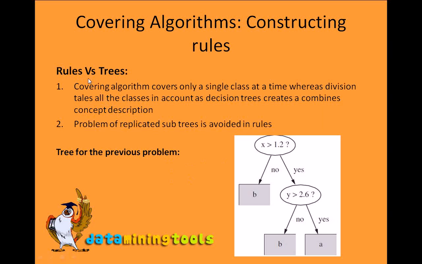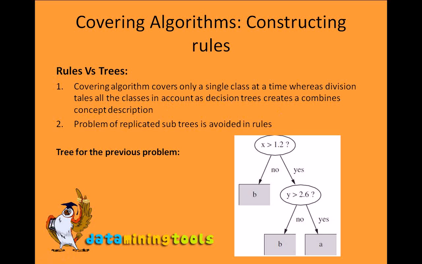Now we compare rules versus our tree. Now covering algorithm covers only a single class at a time. Like in the previous case, we constructed the rule for class equal to A. To construct the rule for class equal to B, we have to run the covering algorithm for class equal to B individually. So basically covering algorithm covers only a single class at a time, whereas division takes all the classes into account, as decision tree creates a combined concept description.